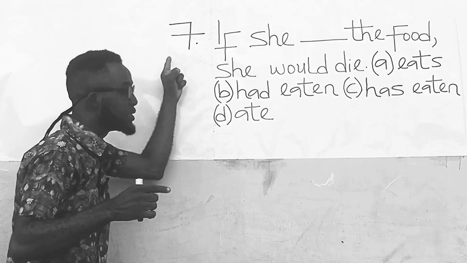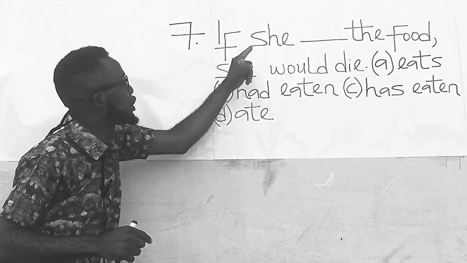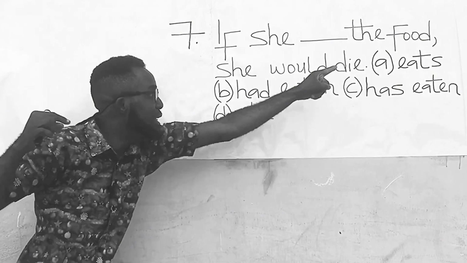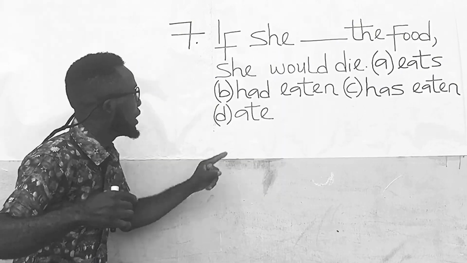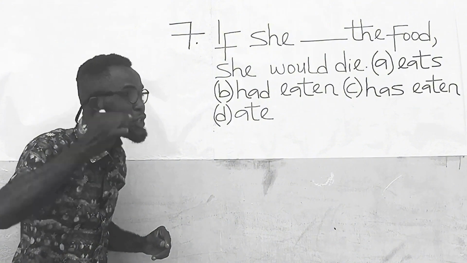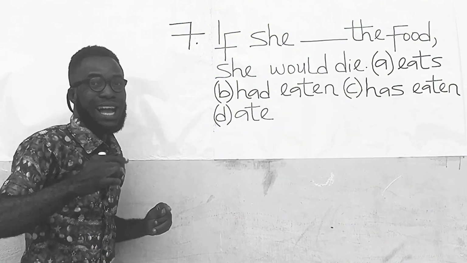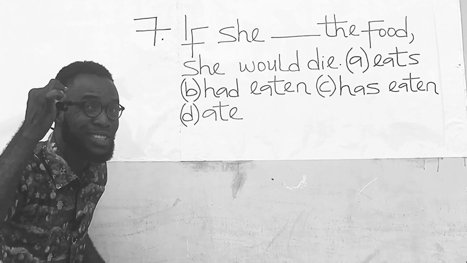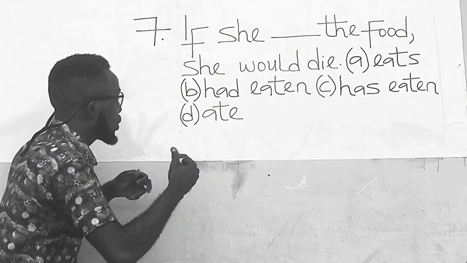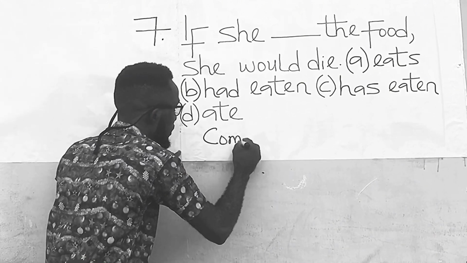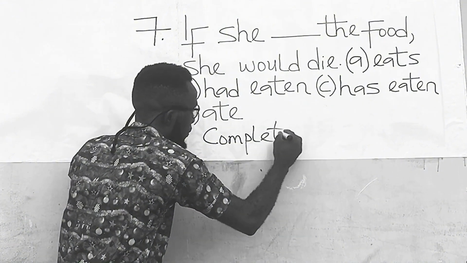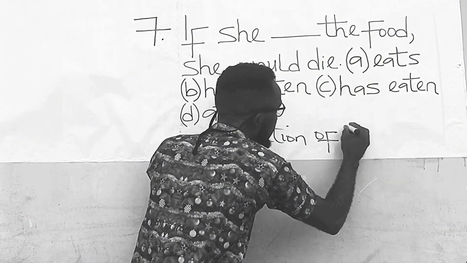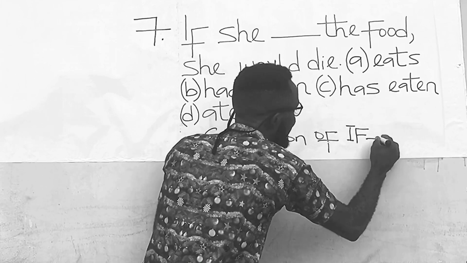Question number 7. It reads, if she dashed the food, she would die. Option A, eats. Option B, had eaten. Option C, has eaten. And option D, ate. In case you don't know, this question is from the topic completion of if statements.